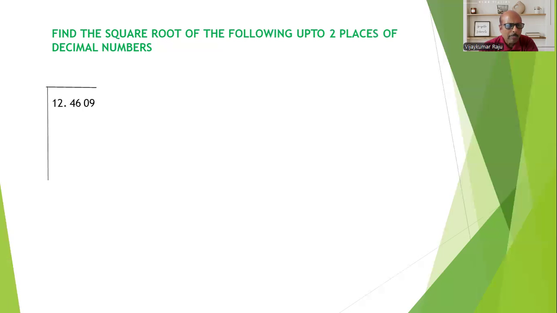Now let us see this. The number is 12.4609. Now here, when there is a decimal number, the pattern in which you put your bar over the number slightly changes. Here it is your decimal point. So first, starting from the unit place, you will put a bar there. Then after the decimal point, you will start with the pair which is immediately after the decimal point. So this should be the first pair, and after that, this becomes the second pair.